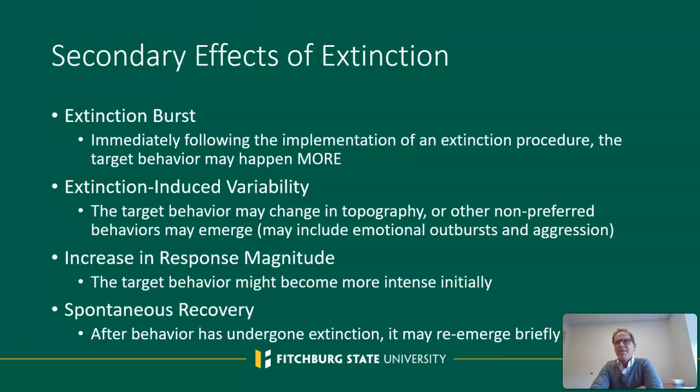There are some other things that share some similarities to the extinction burst, but actually are different secondary effects of extinction. One of those is extinction-induced variability. And this is where the target behavior may change in topography or other non-preferred behaviors may emerge. This can include things like emotional outbursts and even aggression. So this is where the behavior that was previously being reinforced is no longer being reinforced, and so the learner starts to engage in other behaviors, very often non-preferred behaviors, sometimes more intense or problematic than what the initial behavior that was targeted for extinction was.